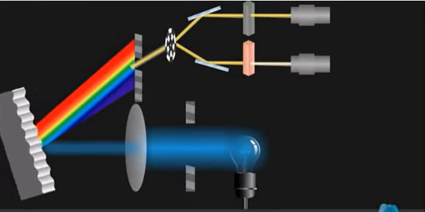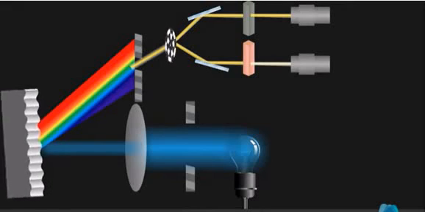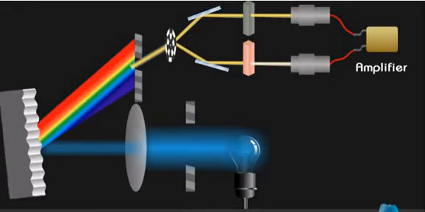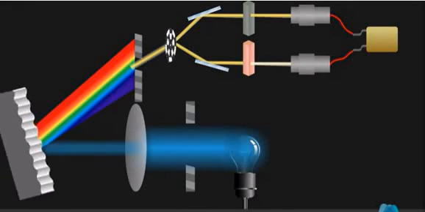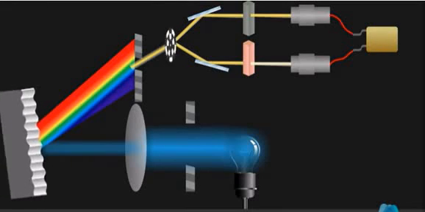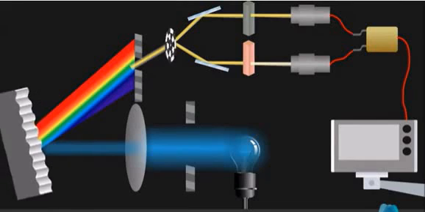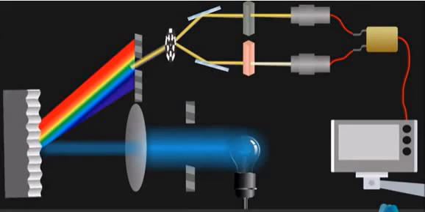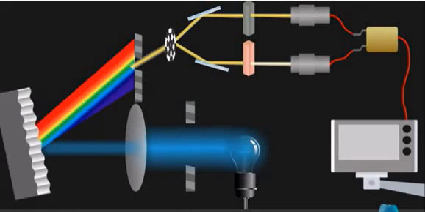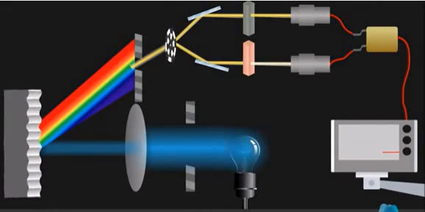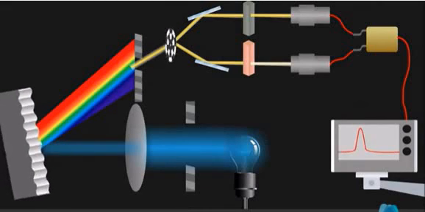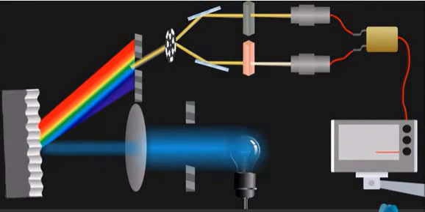Now in the next step, the detector will pass the signal towards the amplifier. The amplifier will amplify the signal, and this amplified signal will go to the recorder, and ultimately the recorder will record the signal in the form of a UV visible spectrum. The spectrum will be like this. So this is the working and the instrumentation of the double beam spectrophotometer.